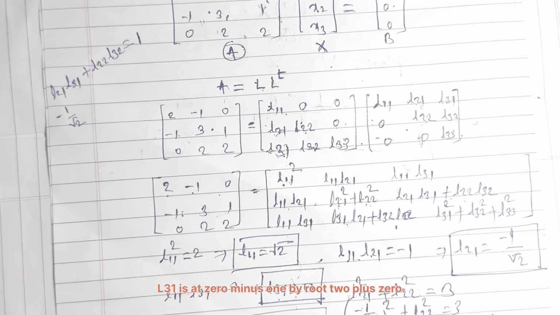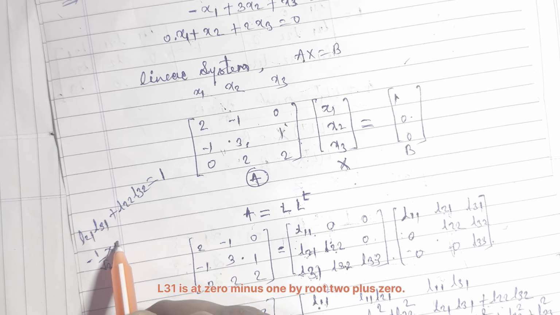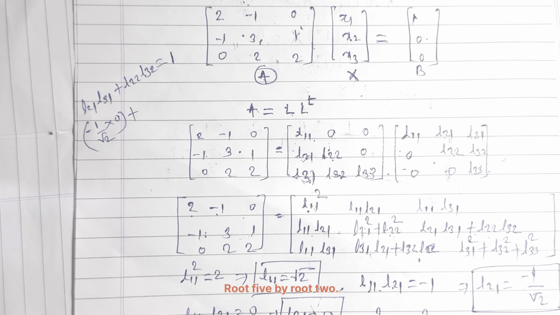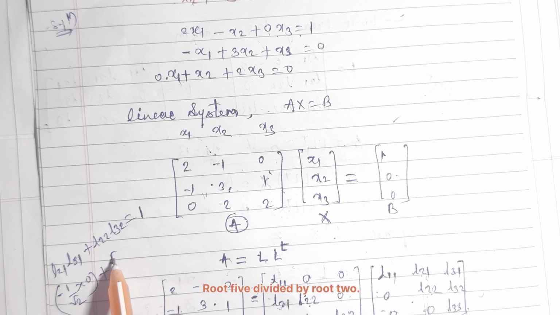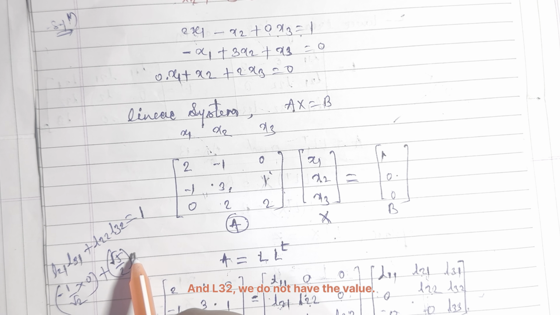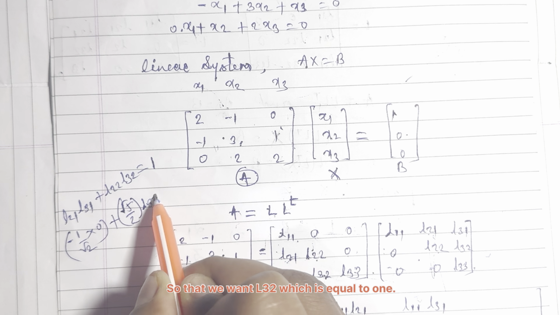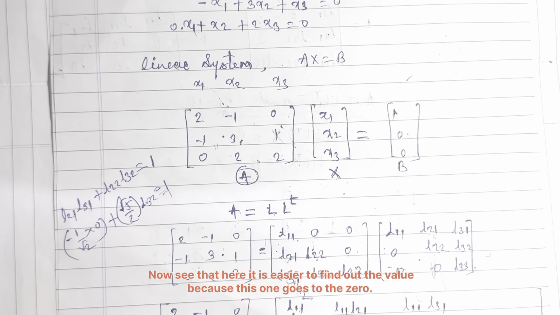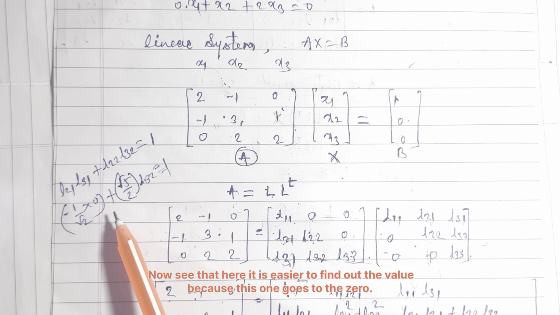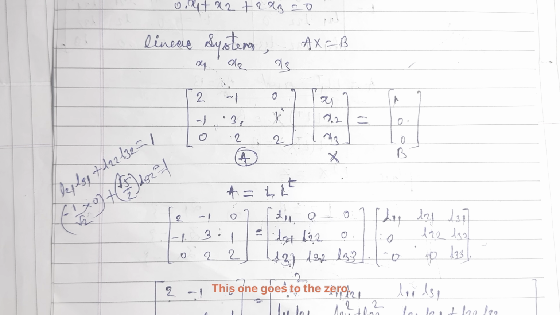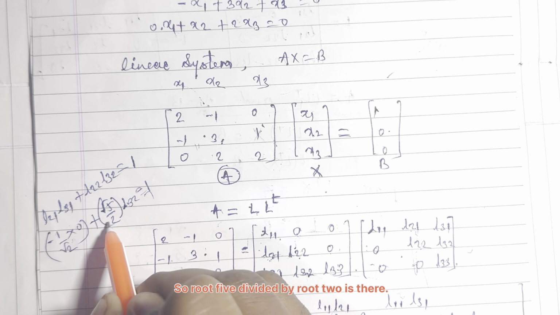What is the value for L31? L31 is 0, so minus 1 by root 2 times 0. L22, what is the value for L22? Root 5 by root 2, root 5 divided by root 2. And L32 we don't have the value, so we want L32, which is equal to 1. Now see that here it is easier to find the value because this one goes to 0.